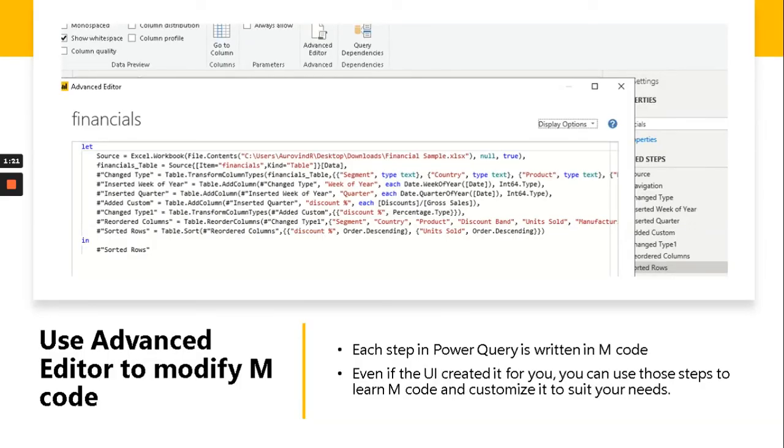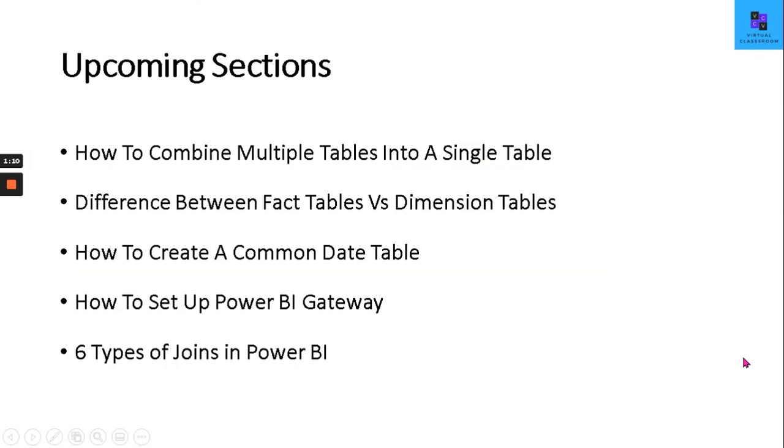Use the advanced editor to modify the M code. Yes, this is one additional tip I'm going to share. Anytime you want to learn about the M code, you can go to the advanced editor here and you can check how the code has been written for you.